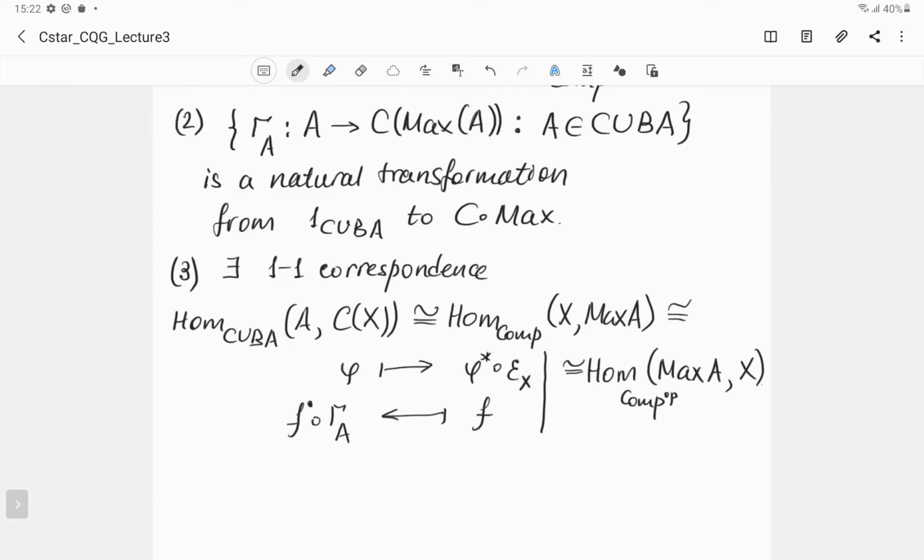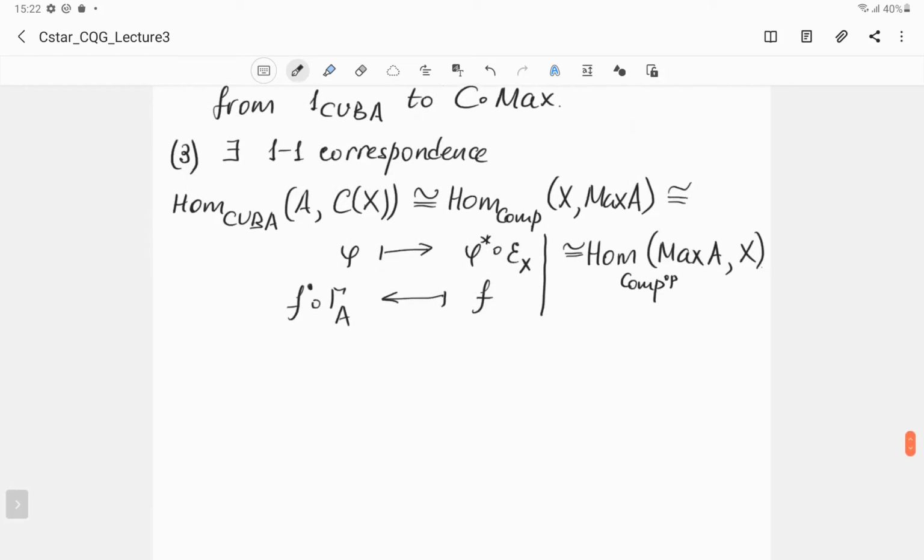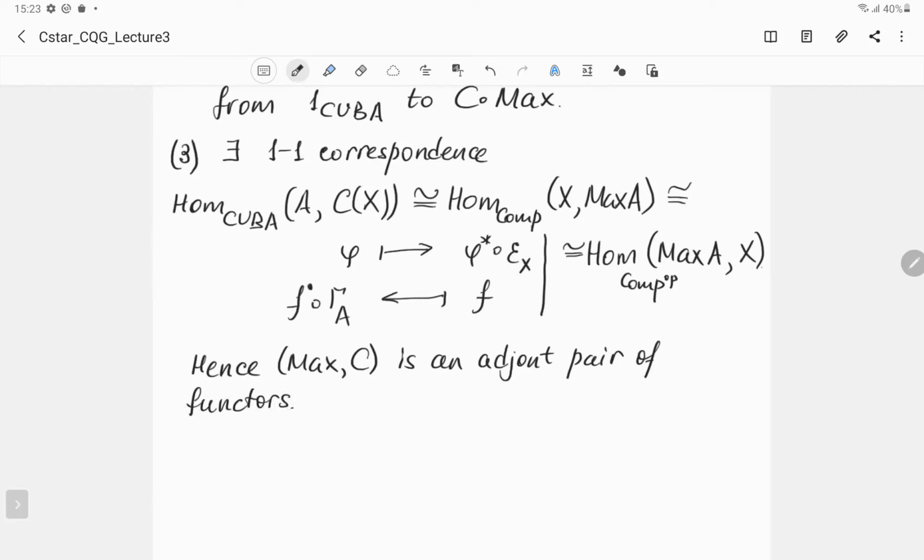So it is a functor in two variables, A and X. In the language of category theory, this means that max and C is an adjoint pair of functors. So max is the left adjoint of C. This is the main functorial property of the Gelfand transform. Informally, it means that in some sense, the Gelfand transform is the optimal way of mapping A into an algebra of the form C of X. It is optimal in the sense that it has a suitable universal property expressed by this bijection.